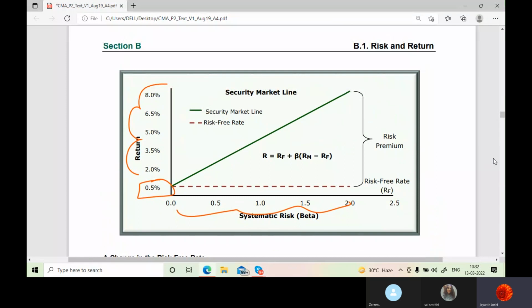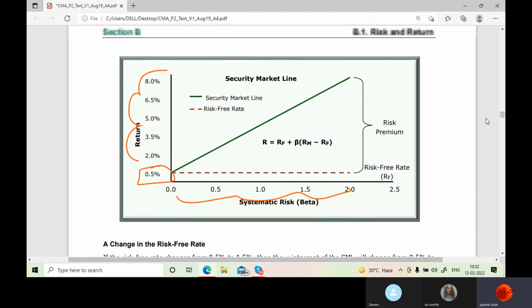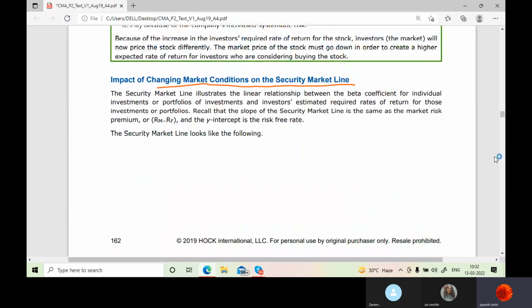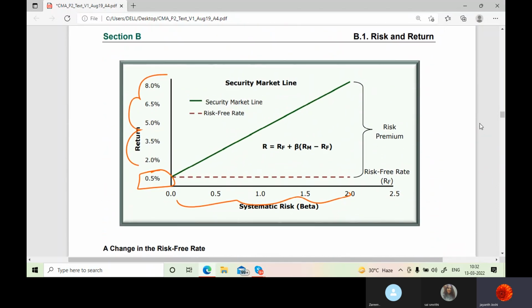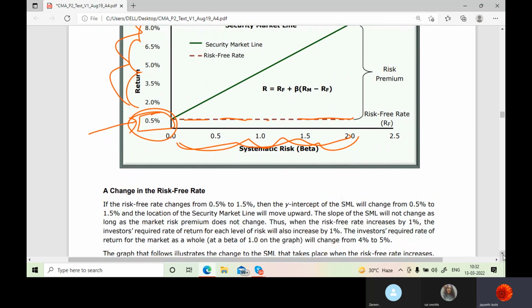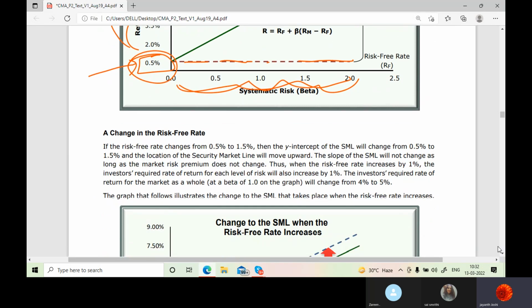Oh, sorry. I understood. So the heading was impact of changing market conditions on SML. So market conditions would change. I'll explain how. This is the risk-free rate which is constant, it won't change, and with increasing risk, the returns also increase. But assume that the risk-free rate has now increased. That means if I change the risk-free rate, governments sometimes increase or decrease the benchmark rate based upon what kind of requirement they have.